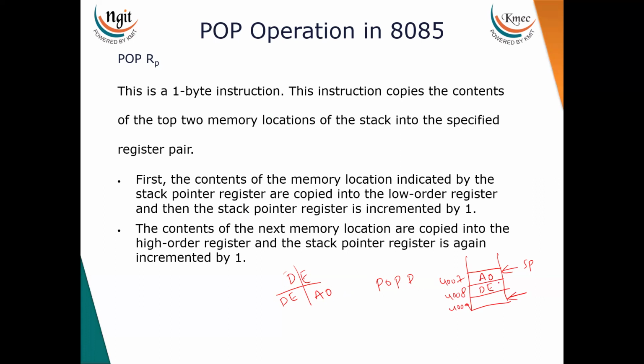Here also a two-time increment takes place. Wherever the stack pointer is, that location's value is moved onto the lower register, incremented by 1, and the value in that location is moved onto the higher register, and again incremented by one more time. Now the stack pointer is pointing to 4009. This is the operation for the pop.